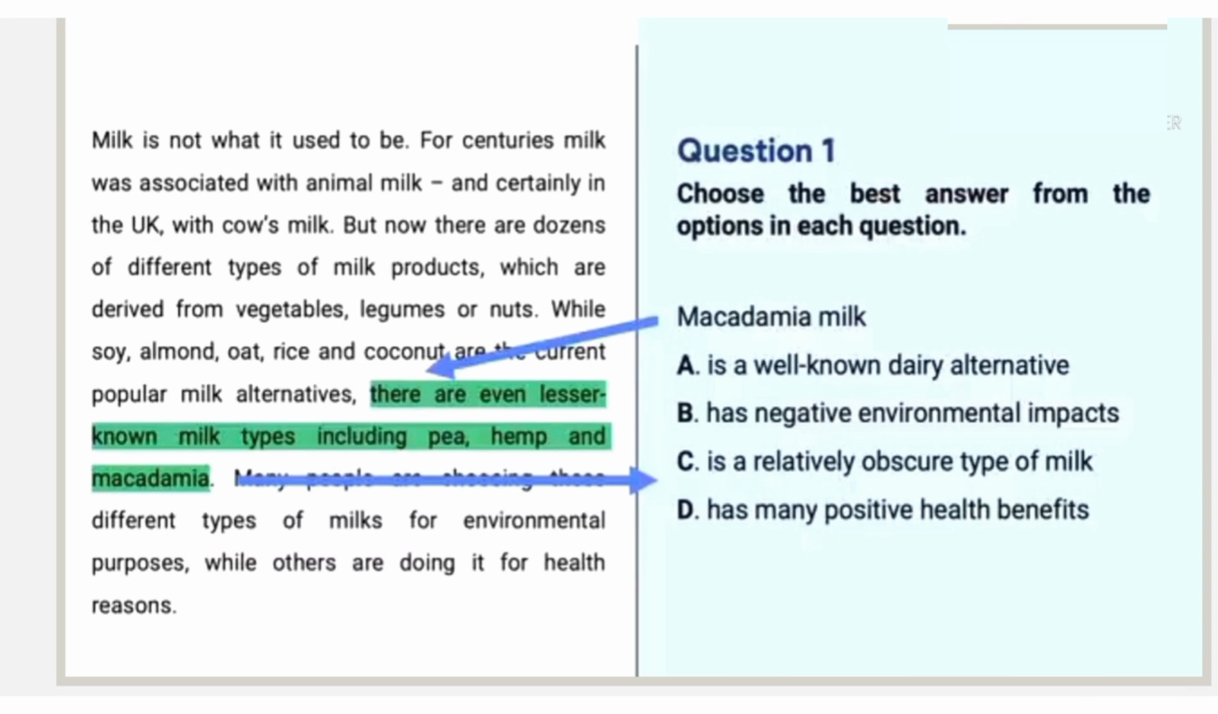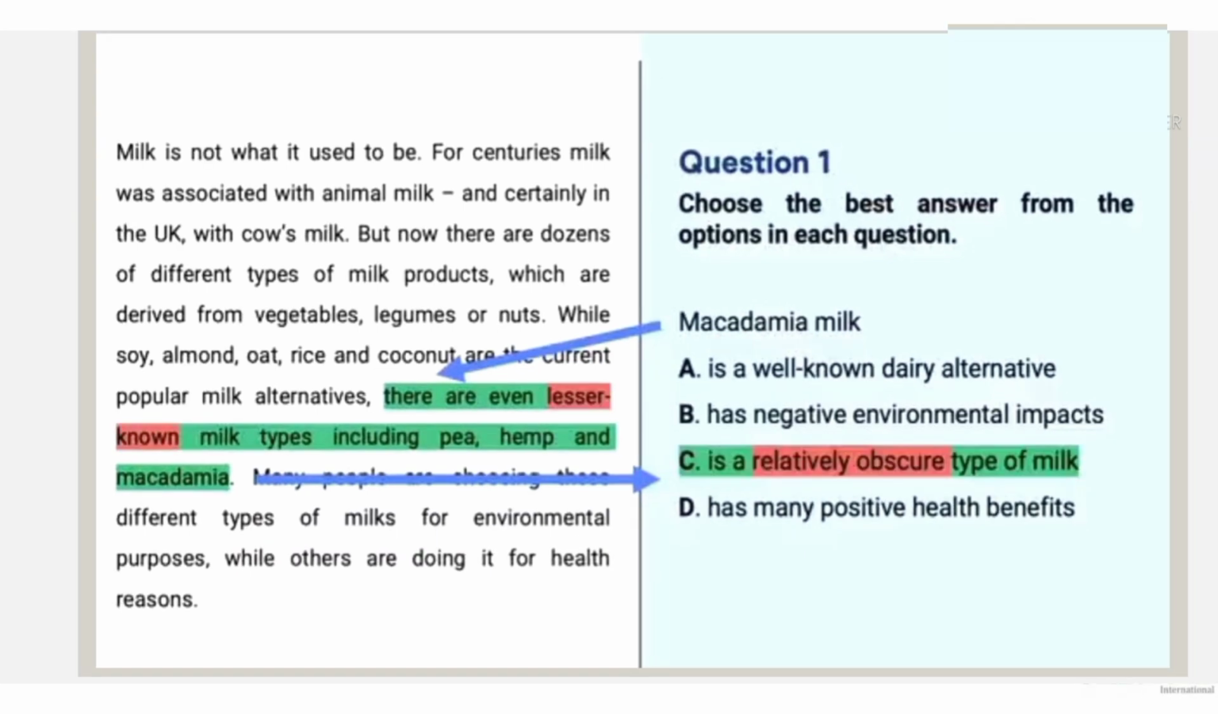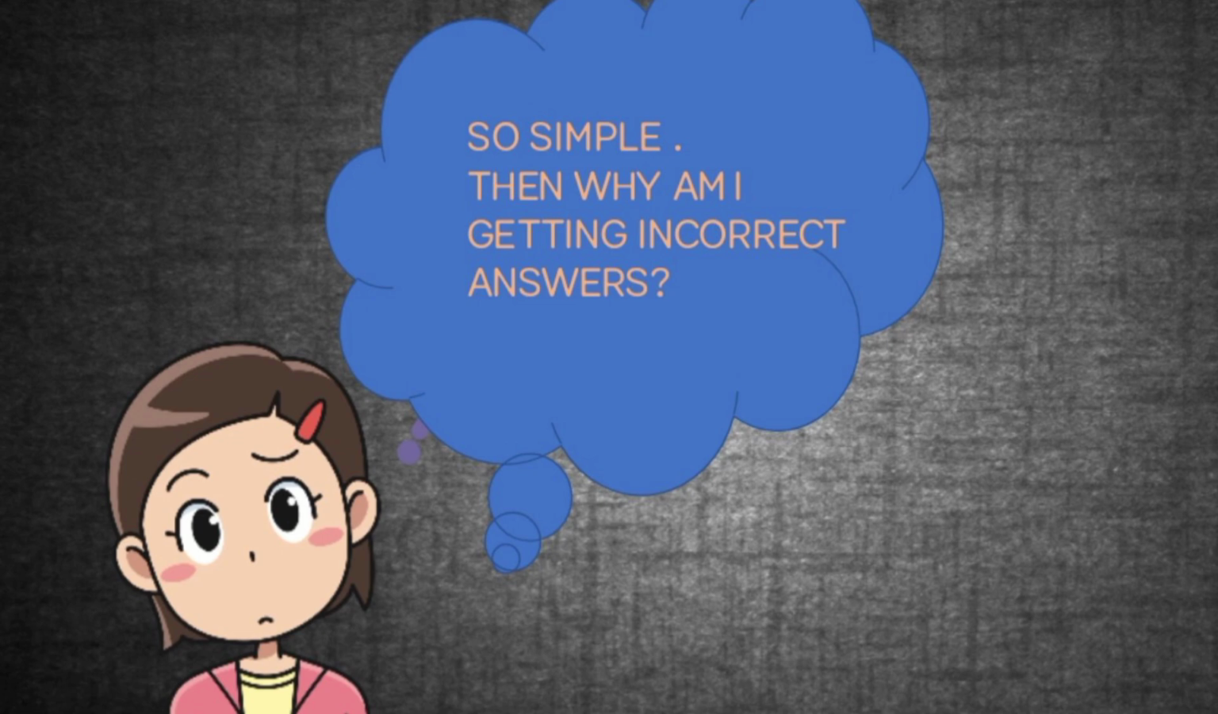Next option, "has negative environmental impact." There is nothing said about environmental impact, so we can cut that. Our next option is "relatively obscure." The meaning of relatively obscure is lesser known, so it's our answer. And if we are not able to find the meaning of relatively obscure, then we can check our next option, "has many positive health benefits," but it's not. There is nothing said about positive health benefits, so we can cut that and we can find our answer as C.